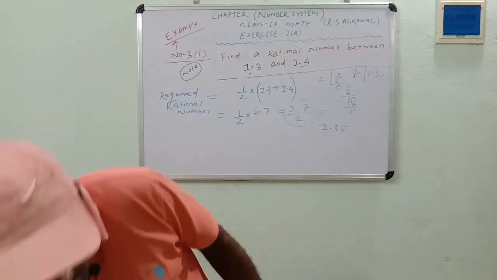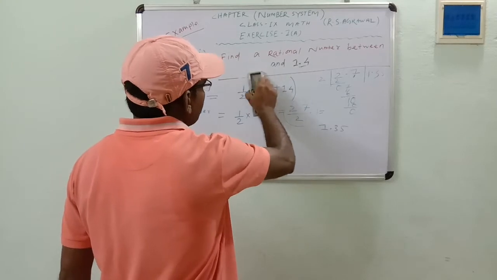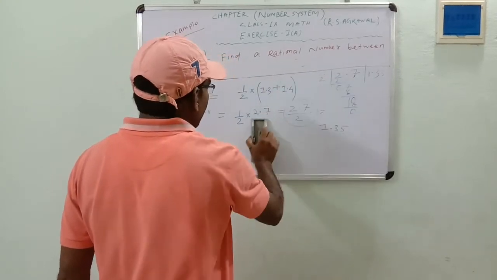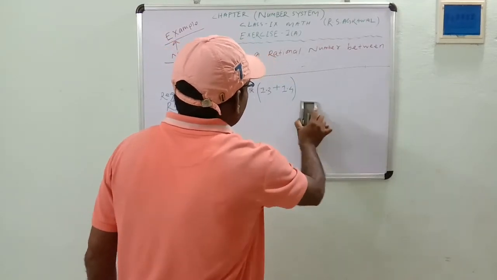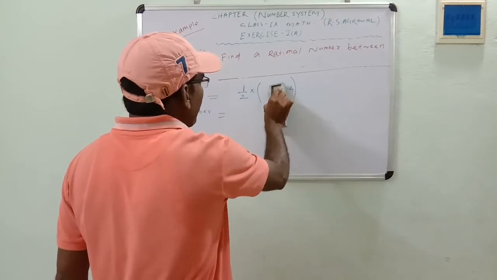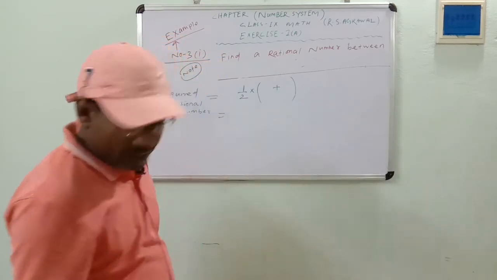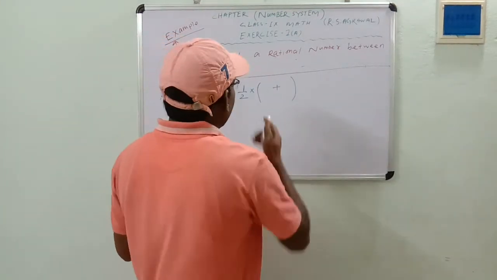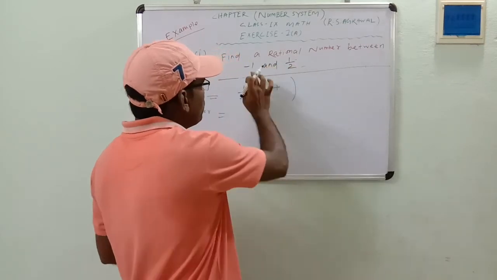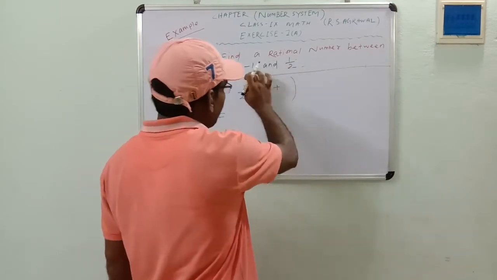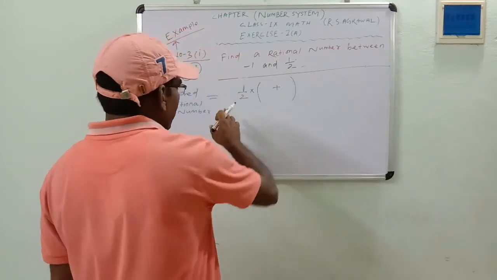Now students, we solve question number triple I. Question number triple I is that you have to find a rational number between -1 and 1 by 2. So -1 and 1 by 2, these two are your given rational numbers, and you want to find a rational number between these two, so you have to use the same formula.